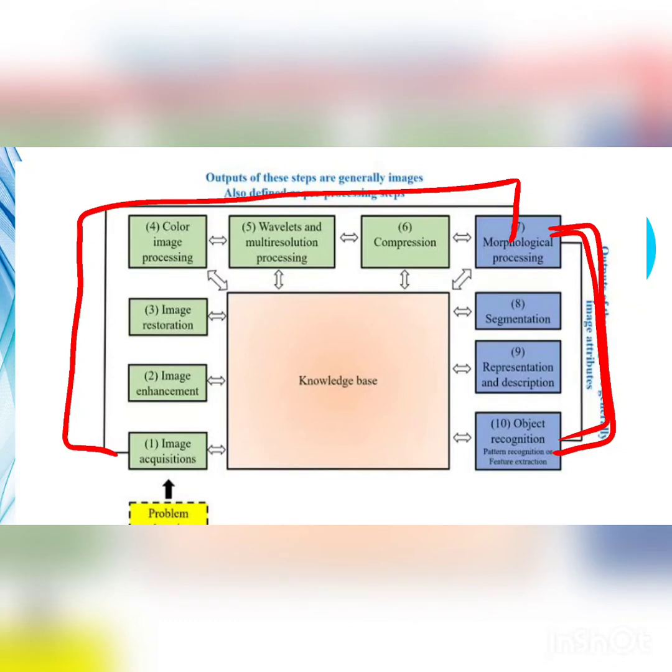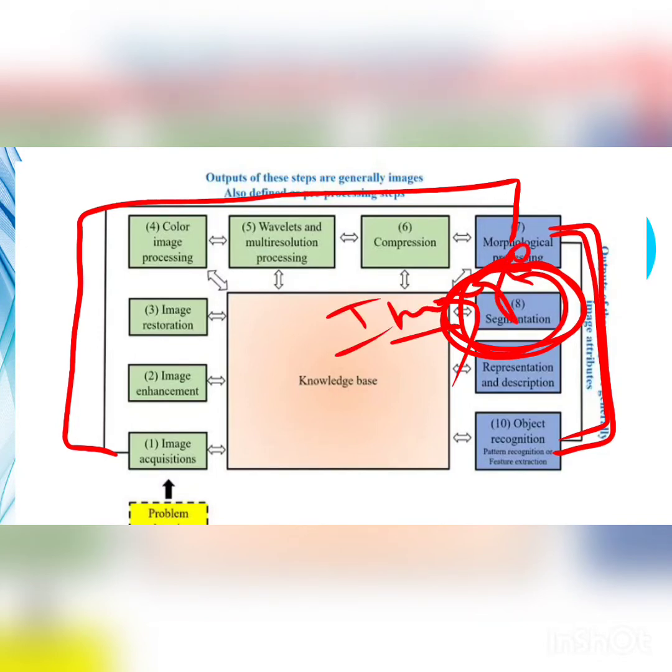You can see here the 8th process, segmentation, is our topic. Segmentation is a fundamental step in digital image processing. In segmentation we input an image, but the output is some attributes extracted from that image.